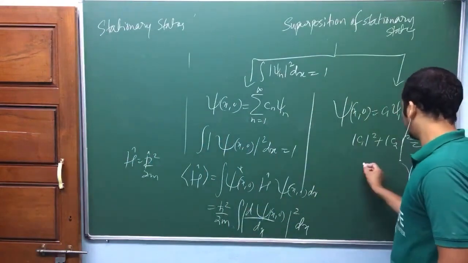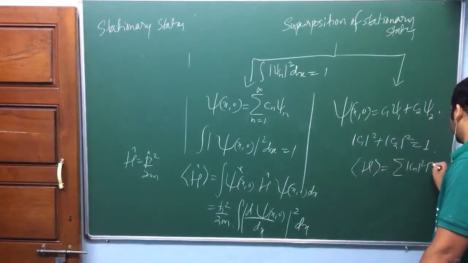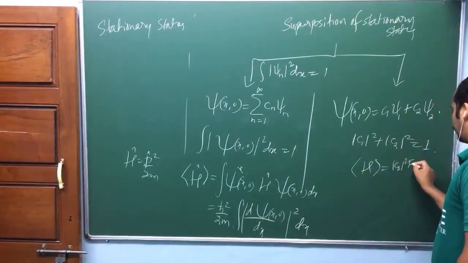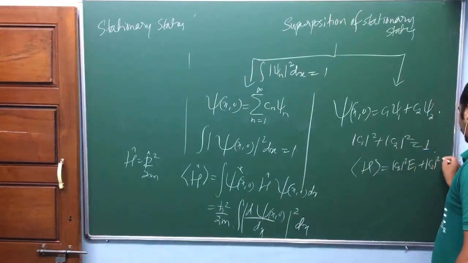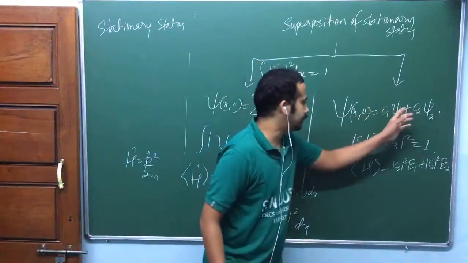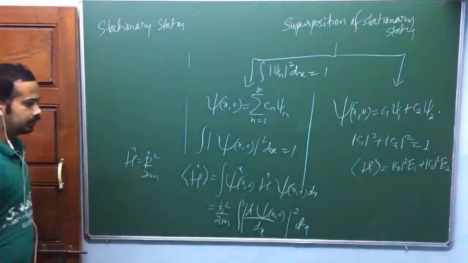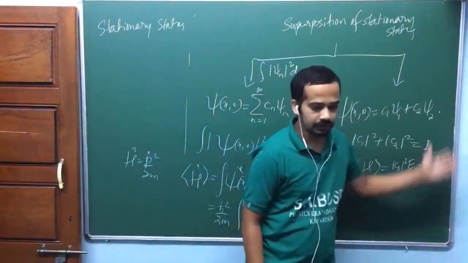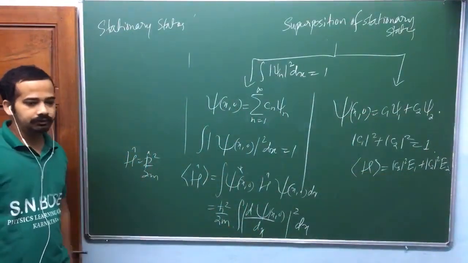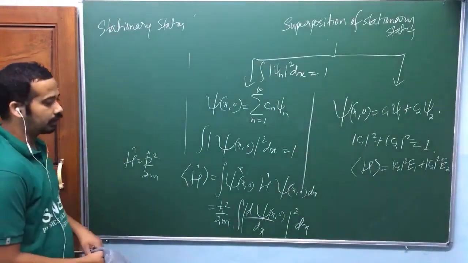Here, after normalization, what is the average energy? Summation over mod Cn square into En, or I better write mod C1 square into E1 plus mod C2 square into E2. It need not be psi 1 psi 2; it can be psi 1 psi 3, psi 1 psi 4, psi 2 psi 3, whatever. Even if you have three states, you can follow the same thing, three to four states. Find the two different situations here, so that when you see the problem, you quickly know what the approach is.